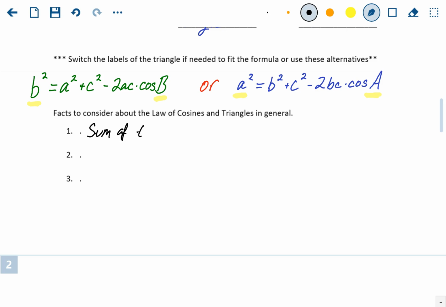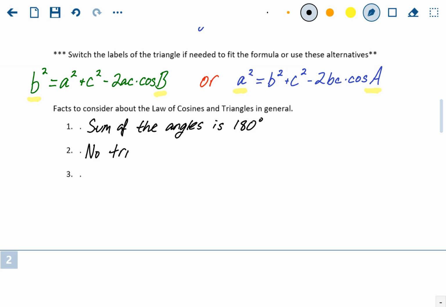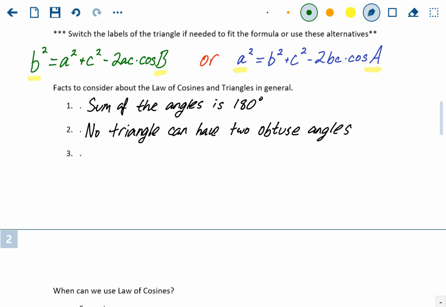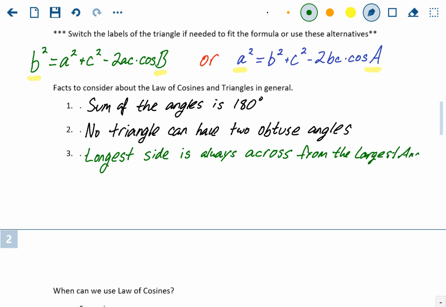Okay. All right, now three facts we're going to use to help us do this. We use this first one a lot. The sum of the angles of a triangle is always 180 degrees. Another thing we've talked about, no triangle can have two obtuse angles. You can't have two angles bigger than 90 degrees if all three of them have to add up to 180 degrees. So you can only have one obtuse angle. And then we talked about this yesterday too. The longest side is always across from the largest angle. So the biggest side is always across from the biggest angle. So we're going to use these bits of information to help us out, much like we did with law of sines, much like we did with right triangle trig.